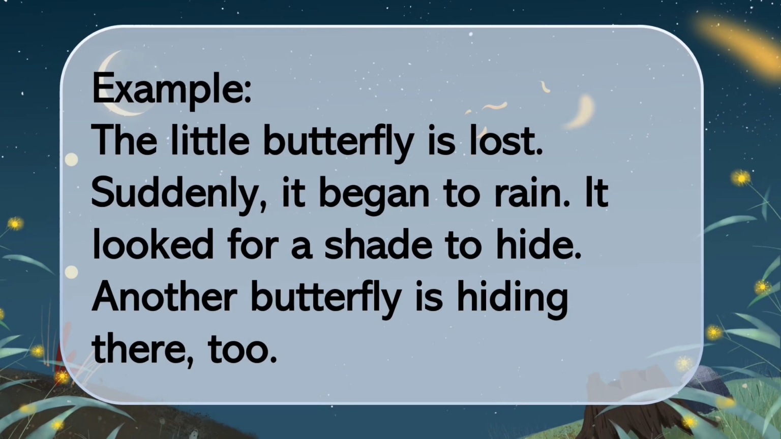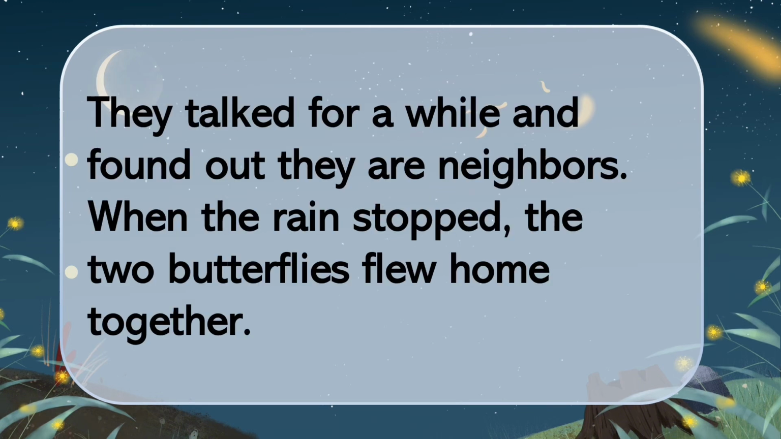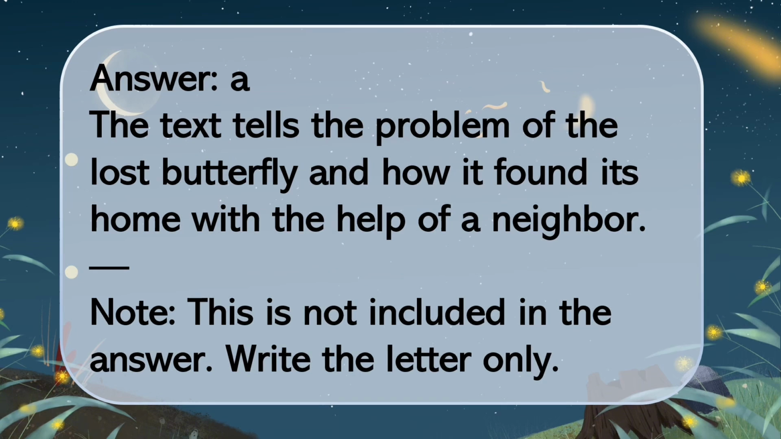Example: the little butterfly is lost. Suddenly, it began to rain. It looked for a shade to hide. Another butterfly is hiding there too. They talked for a while and found out that they are neighbors. When the rain stopped, the two butterflies flew home together. Our answer here is letter A. The text tells the problem of the lost butterfly and how it found its home with the help of a neighbor.